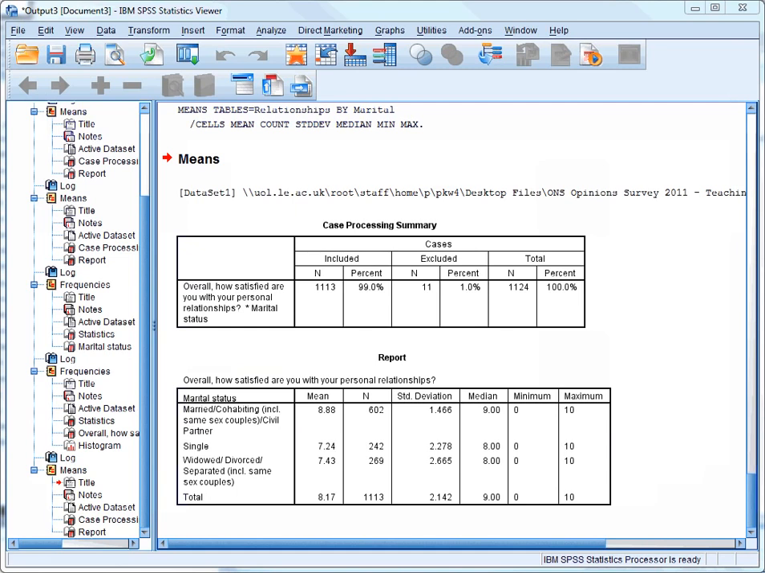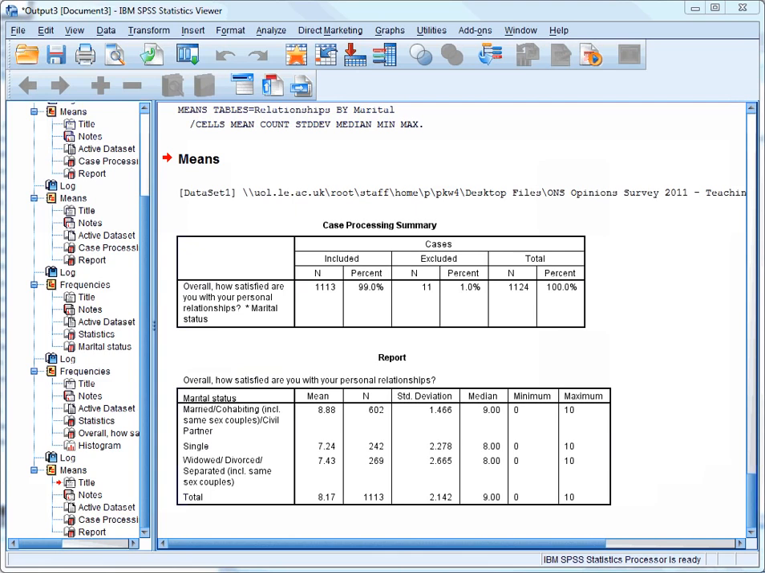There are also differences in the standard deviations of the three groups. Not only is the mean for married and cohabiting respondents higher than the other two groups, but the standard deviation is also smaller than for single respondents and those who are widowed, divorced or separated.